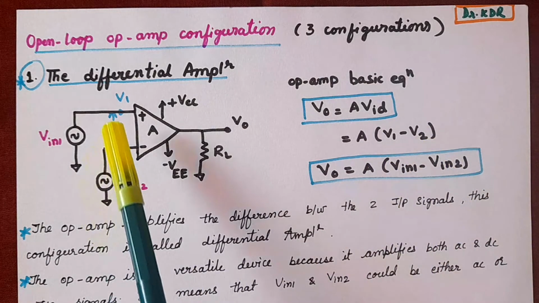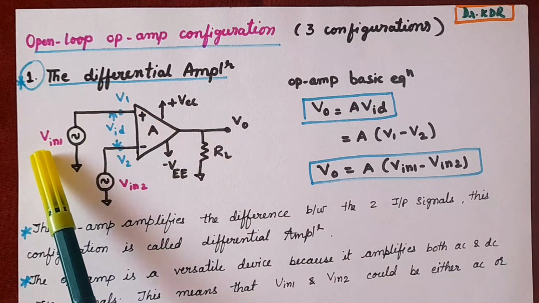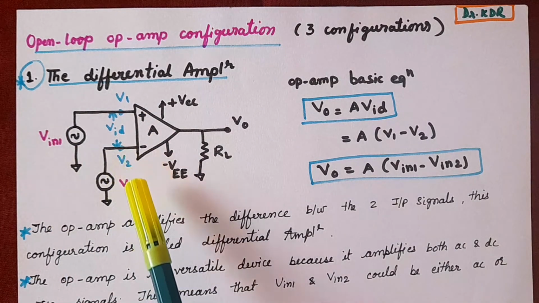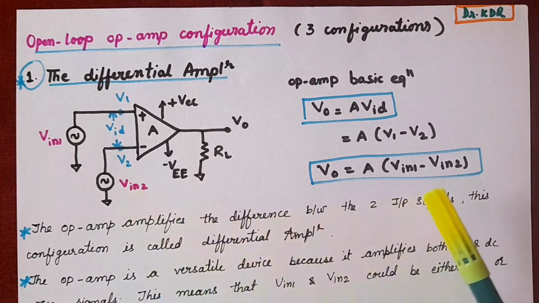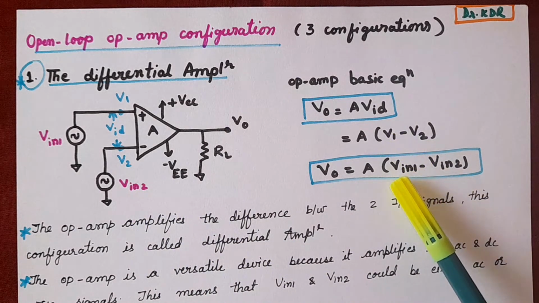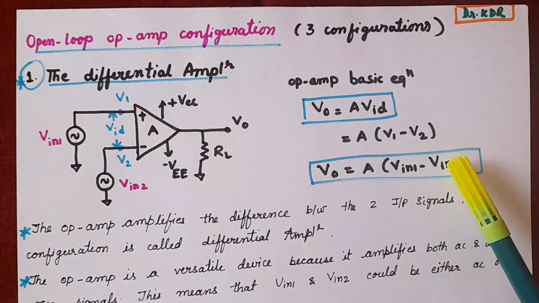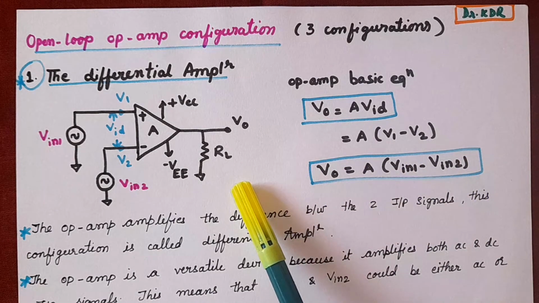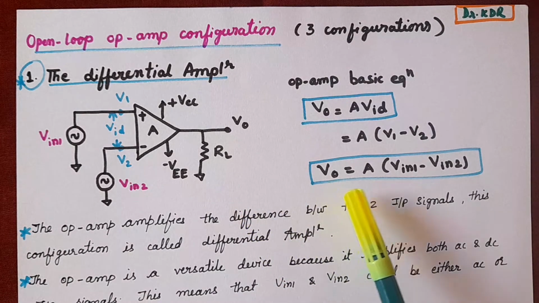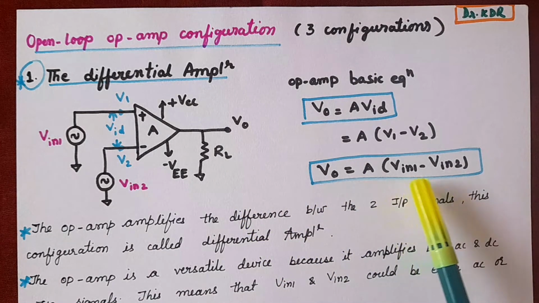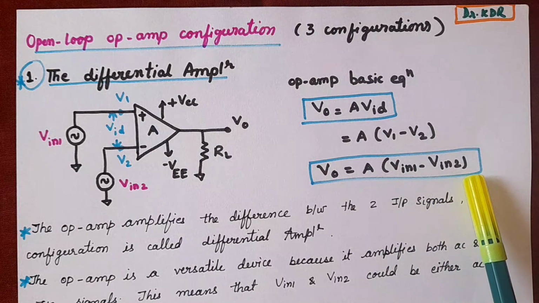What is the V1 value? Voltage Vin1. The V2 value is Vin2. So we have substituted V1 as Vin1 and V2 as Vin2. So we get the output voltage equation of the differential amplifier in open loop as V0 is equal to A times (Vin1 minus Vin2).